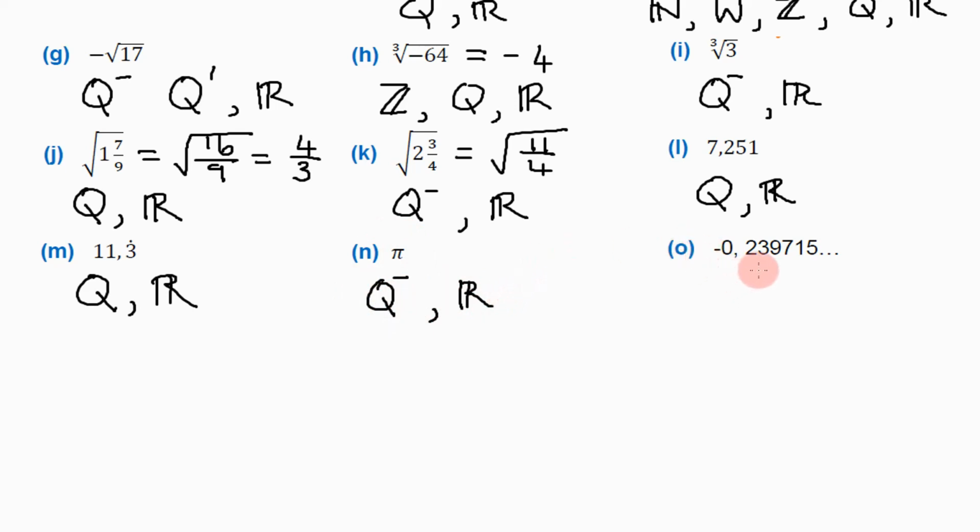Then lastly, we have another decimal. It's non-terminating, but there's no pattern after the decimal point or the comma. So it's non-recurring. And we know that a non-terminating, non-recurring decimal is irrational. And it's also real.